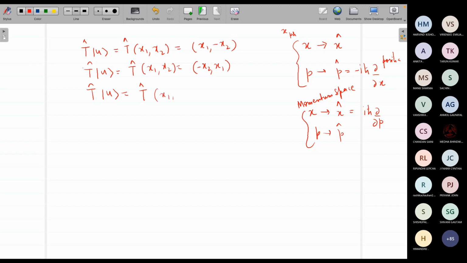So x1, x2, a quick question. Something similar to the previous example. Does this qualify to be a linear operator or not? No, sir, it won't. And why would you say that? Sir, homogeneity won't be satisfied. What about additivity? It won't satisfy that as well. So this won't qualify as a linear operator.